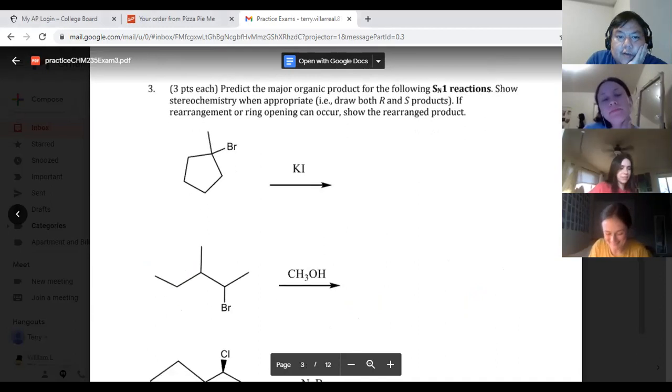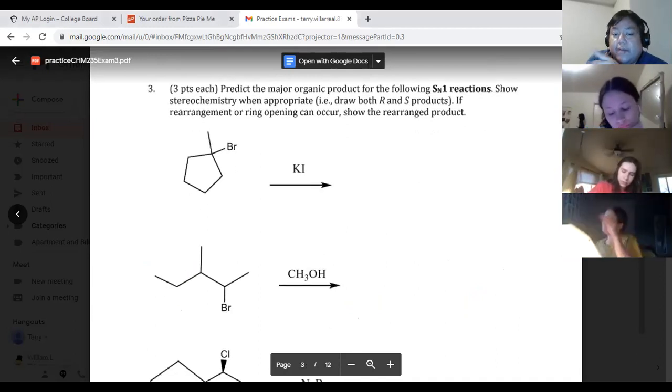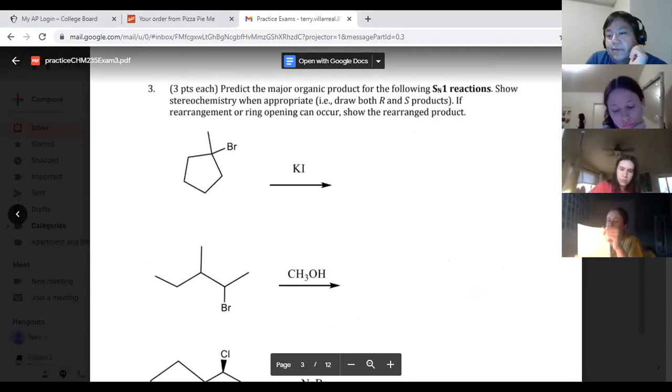All right, question 3, predict the major organic product for the following SN1 reaction. So what's the best part about them telling you that it's an SN1? You don't have to figure it out. This is really the best type of problem you're going to get, right? You don't have to worry about it.